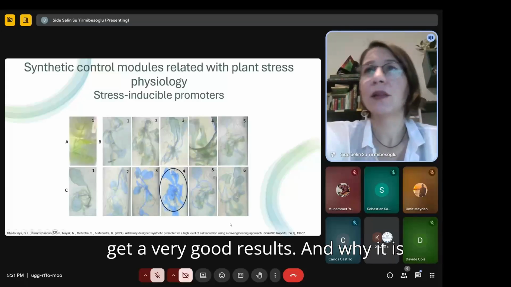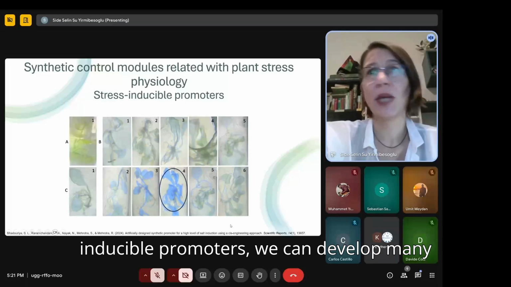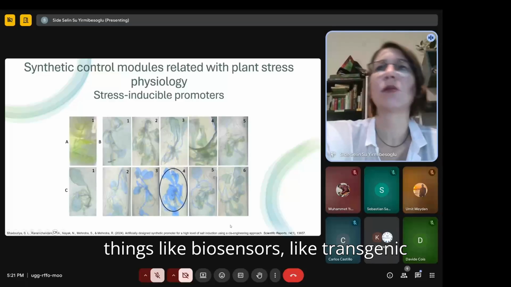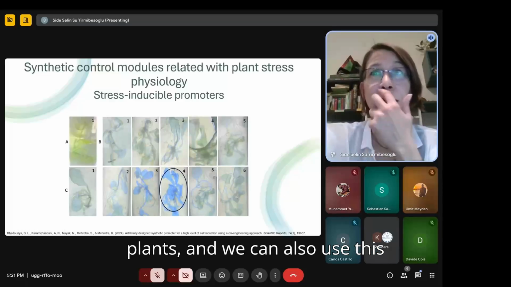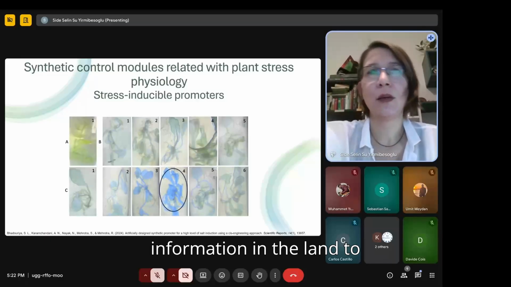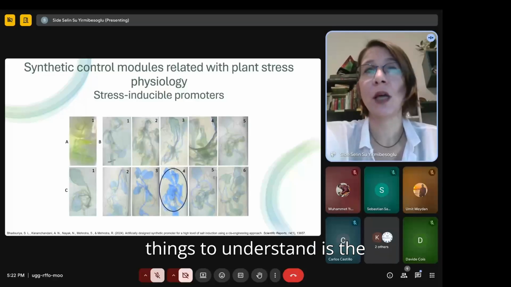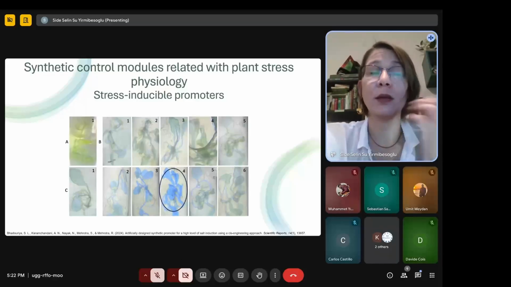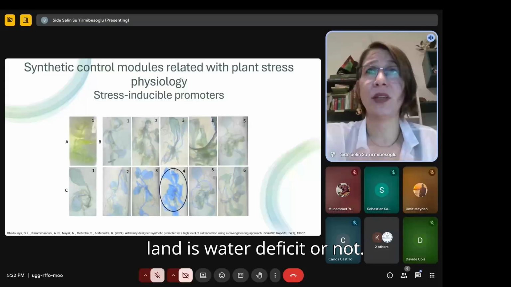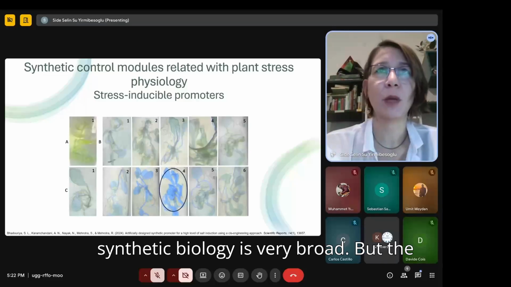And why is it important to create stress-inducible promoters? We can develop many things like biosensors, like transgenic plants, and we can also use this information in the field, combined with drones and visual tools, to understand whether the land is water deficient or not. And therefore, the application of synthetic biology is very broad.